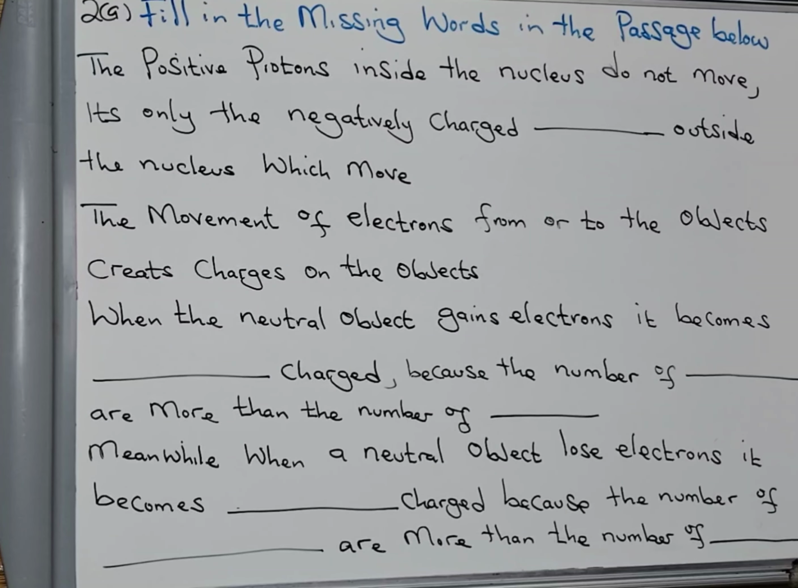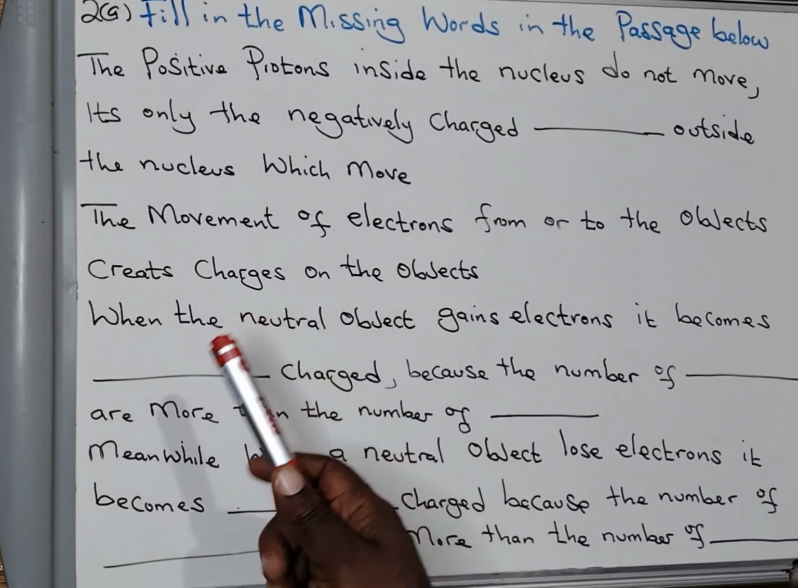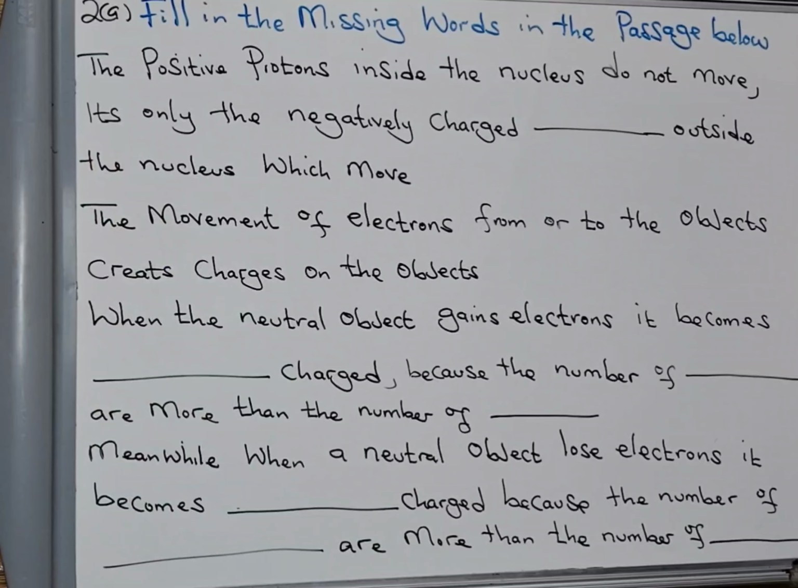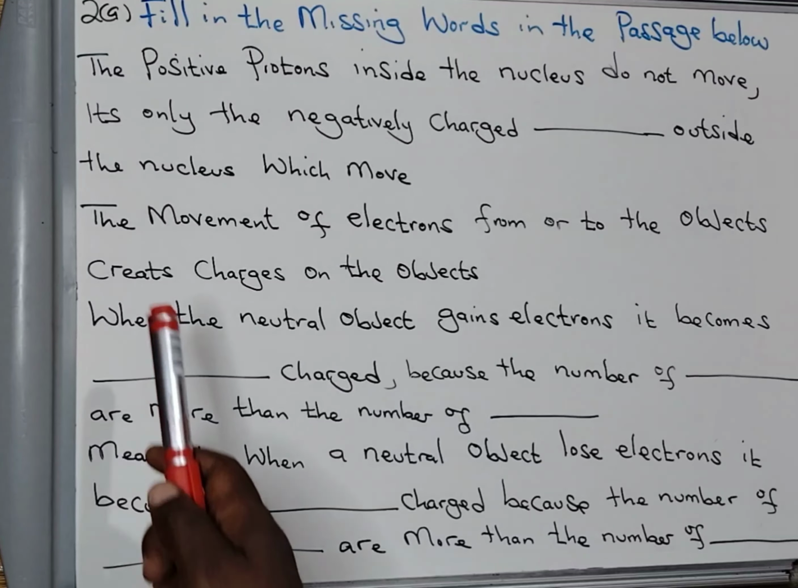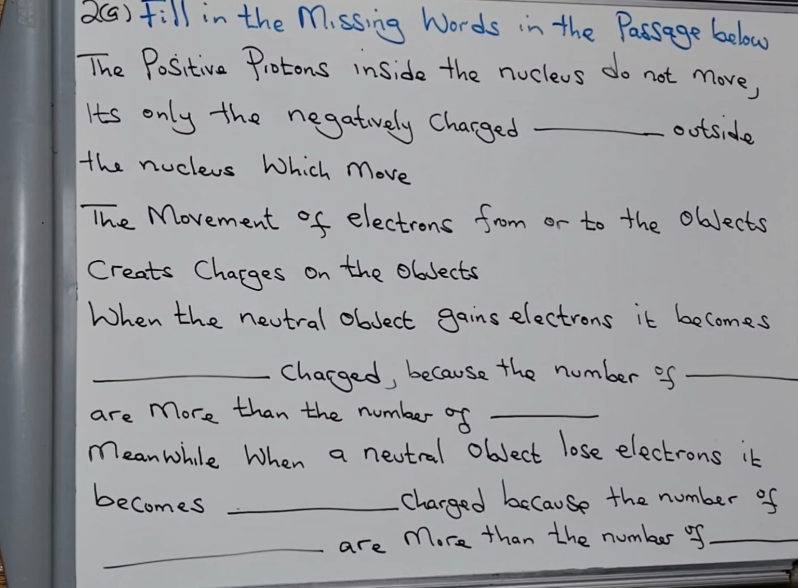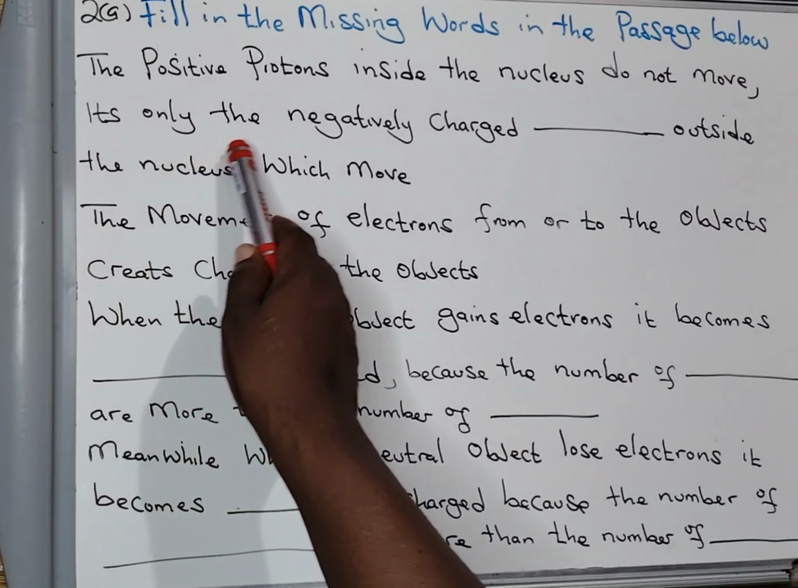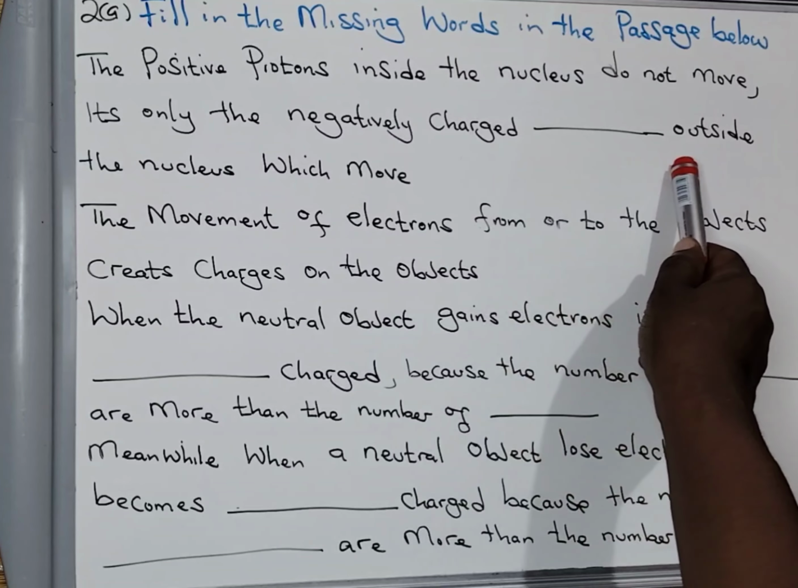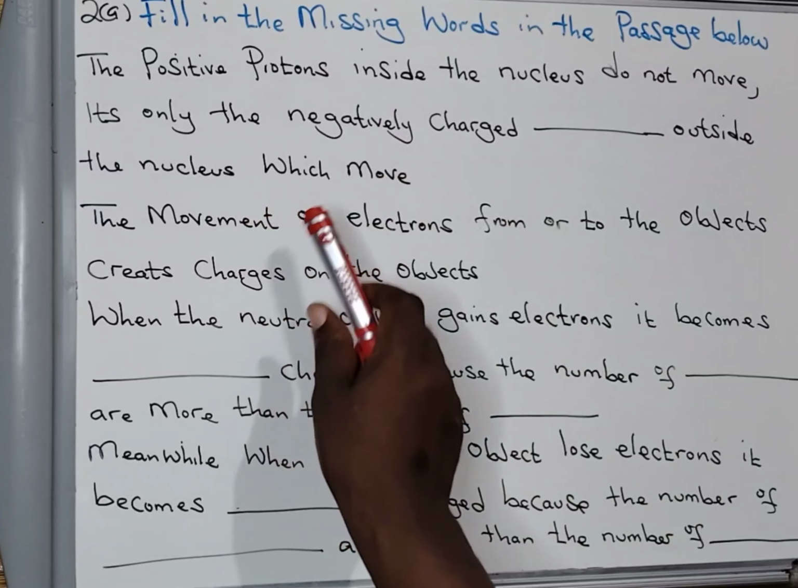Okay, yes, we are still continuing with this chapter, Grade 10 Electrostatics. And this question says, fill in the missing words in the passage below. Okay, what do we have in the passage? The positive protons inside the nucleus do not move. It is only the negatively charged dash outside the nucleus which move.